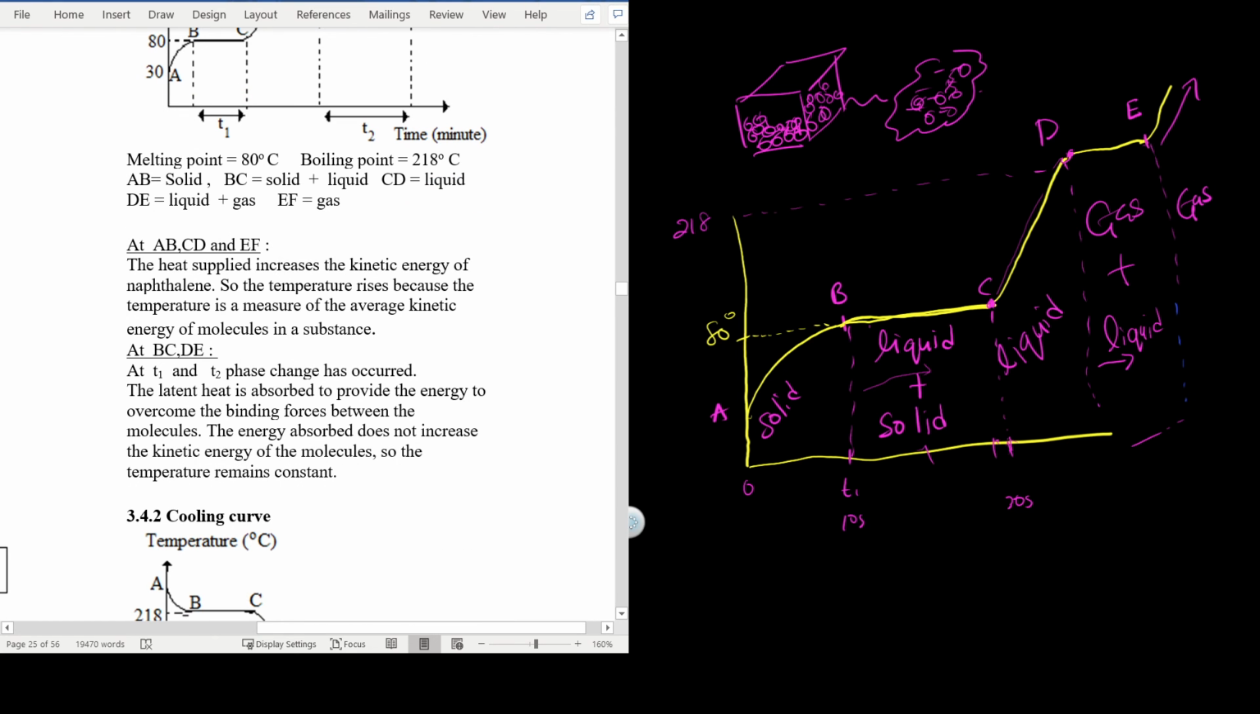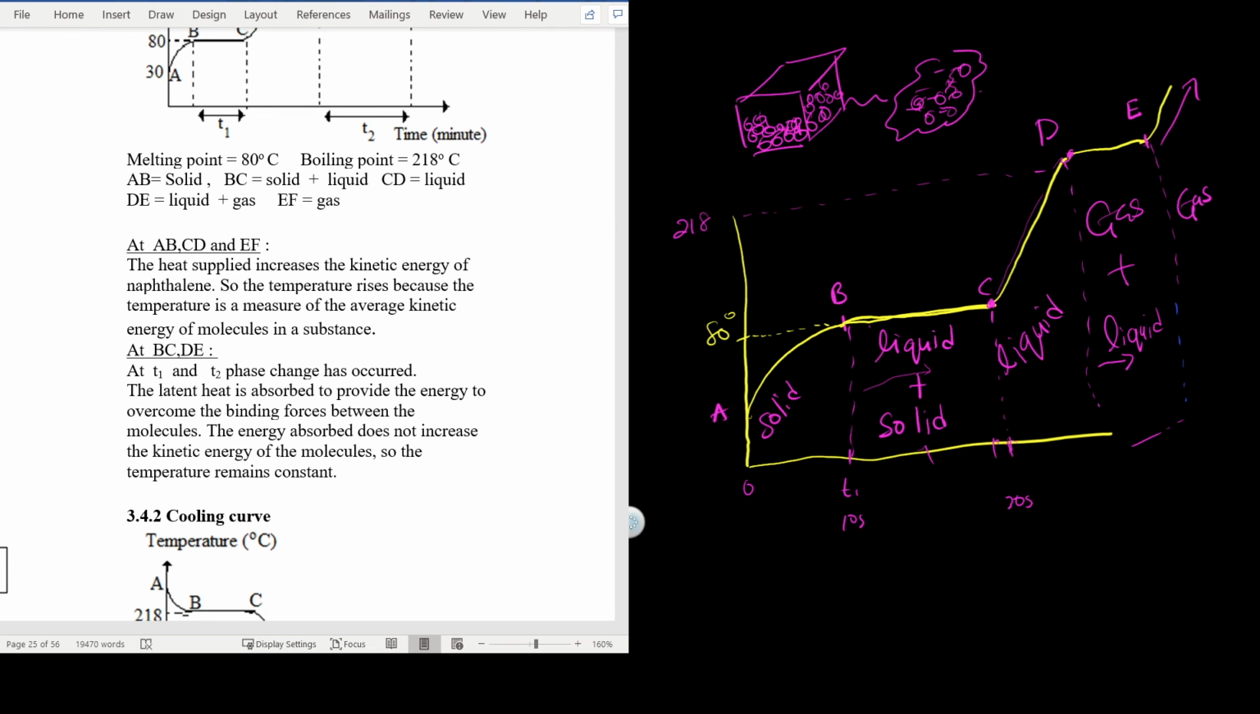Of course, you can read all of those explanations in your module, from A, B, C to D. So heat supply increases the kinetic energy, so temperature rises. As you know, temperature is the average kinetic energy of atoms or molecules in a substance. So kinetic energy increases, temperature increases. So at A, B, C, D, E, F, as you can see there, temperature is rising.